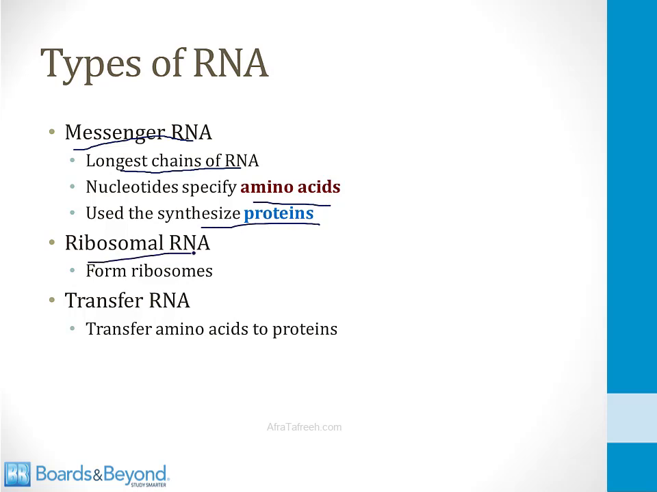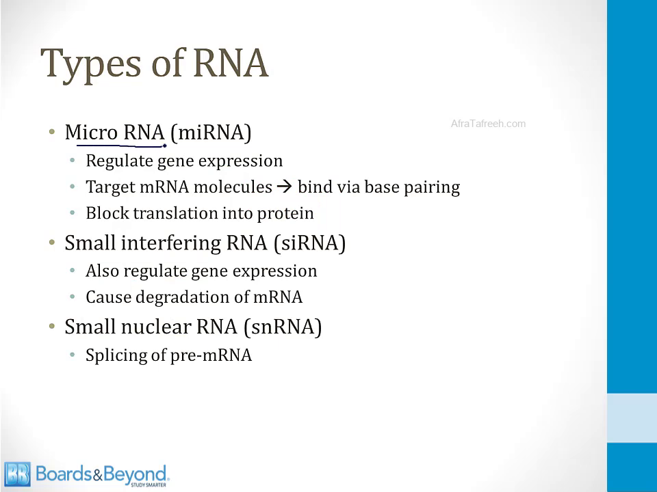Ribosomal RNA is also very important for translation. Ribosomal RNA forms ribosomes, and ribosomes are the site within cells where proteins are synthesized. Transfer RNA is used to transfer amino acids to proteins. It is also very important for the process of translation. MicroRNA are a special form of RNA that we'll talk about in more detail at the end of this video. They can regulate gene expression. MicroRNA target messenger RNA molecules.